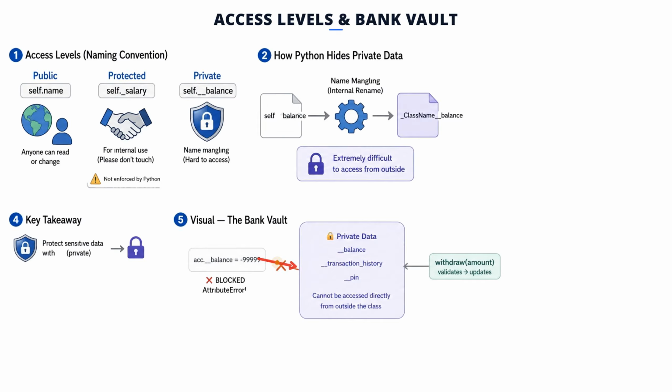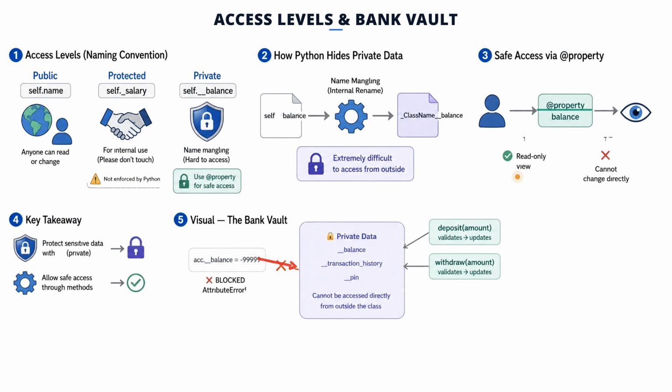On the right side, you see the approved ways. We use methods like deposit and withdraw. Notice the flow here. The incoming data is strictly validated first, and only if it passes is the balance updated. If we just want to let people see the hidden data safely without changing it, we use a tool called @property. Down here you can see @property balance, which provides a clean, read-only view into the vault, while strictly preventing anyone from altering it directly.